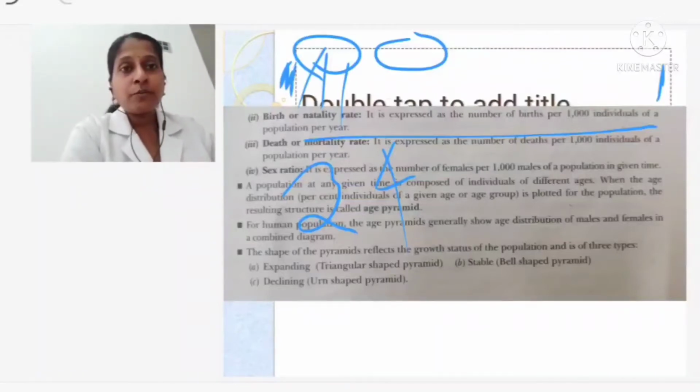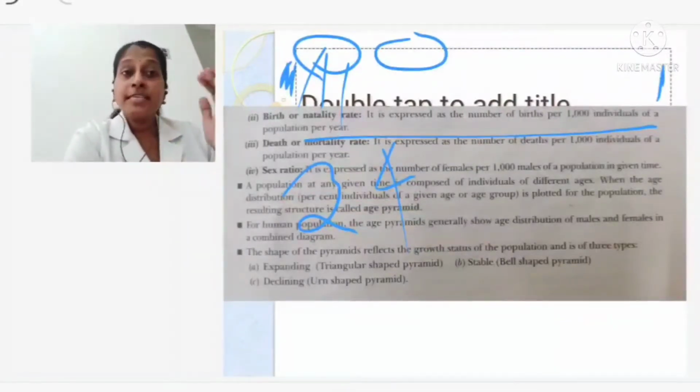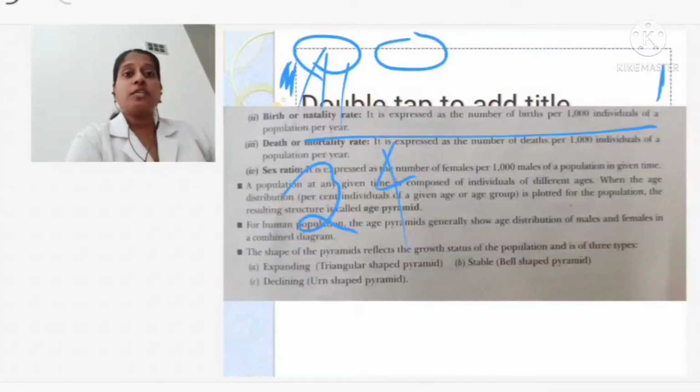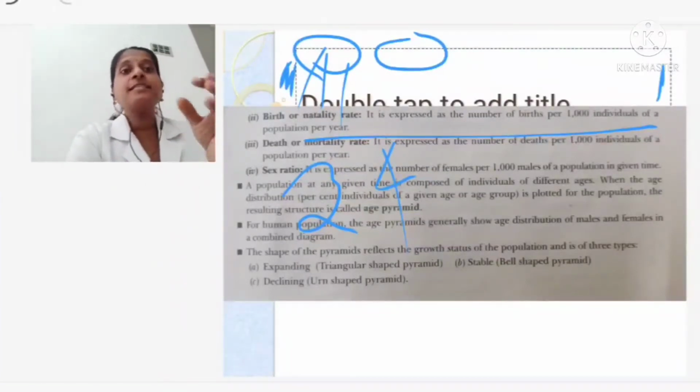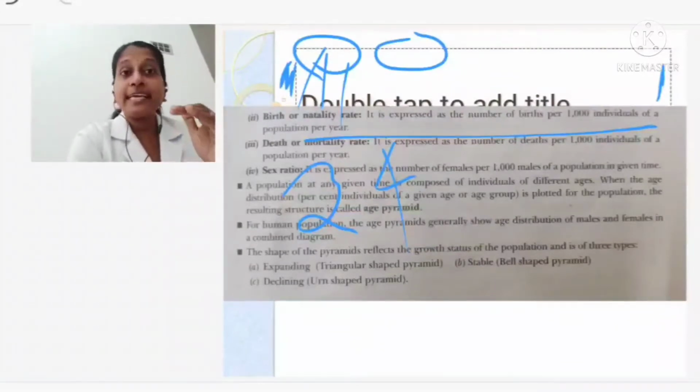In that 1 kilometer, if 2 or 3 individuals are born, that is their birth rate. So what is birth rate? It is expressed as the number of births per 1000 individuals in a population per year. The same thing: in the same 1000 individuals, if someone dies in a year, that will be counted as the death rate.